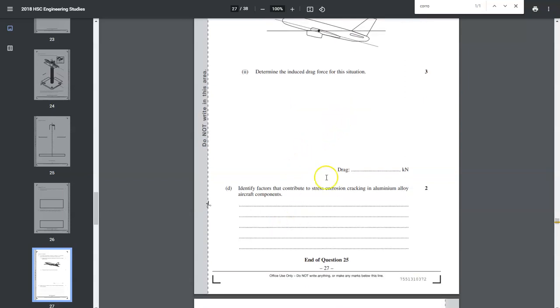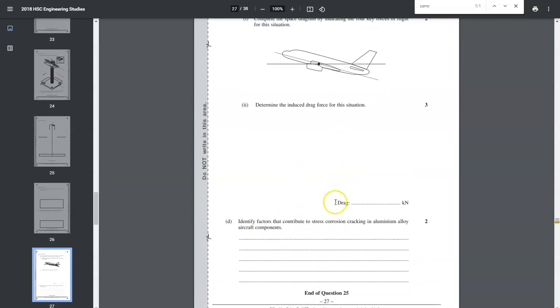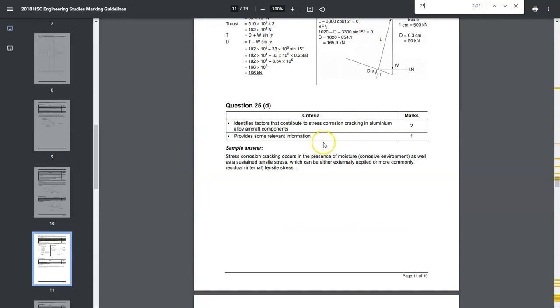So, I've got one more question here. Identify the factors that contribute to stress corrosion cracking in aluminium alloy aircraft. So this is really in part 4. We talk about how we can have fatigue corrosion, and that is just another form of stress corrosion, effectively. Let's have a look at their answer. They talk about the high moisture content, so planes fly in the air. There's a high moisture content where they fly, as well as a sustained tensile strength, which can be applied externally, more commonly residual.